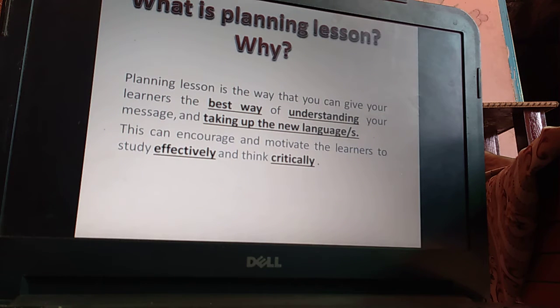So what is planning lesson? Planning lesson is the way that you can give your learners the best way of understanding your message and taking up the new language or languages. This can encourage and motivate learners to study effectively and think critically. This is the best way of understanding. What I mean by understanding is that we are going to give your learners the best way of understanding what you are going to teach them, and taking up the message.